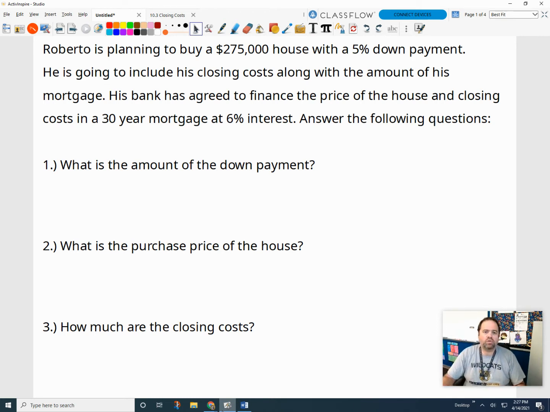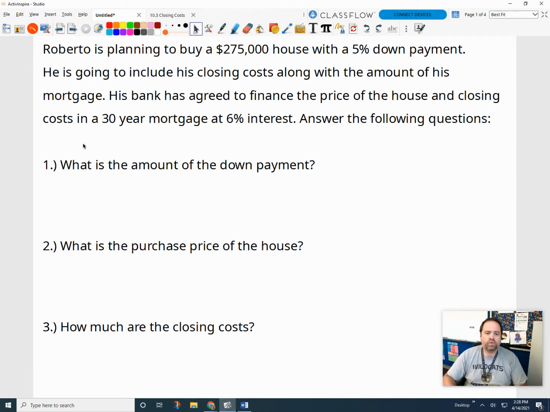So my guy Roberto is buying a house for $275,000, but he has to make a 5% down payment. He's going to include his closing costs, that's what we did yesterday, along with the amount of the mortgage, so that's going to increase the amount of money he borrows. His bank has agreed to finance the price of the house and the closing costs in a 30-year mortgage at 6% interest. Previously when we did this, we threw some of that stuff out. We're going to use all of this today, so everything up here is important.